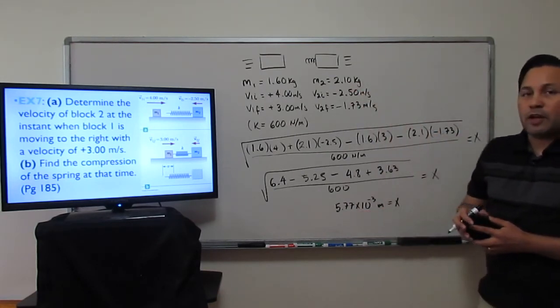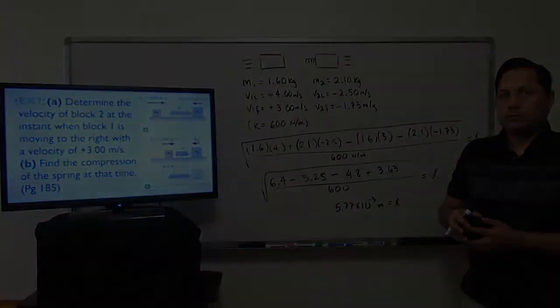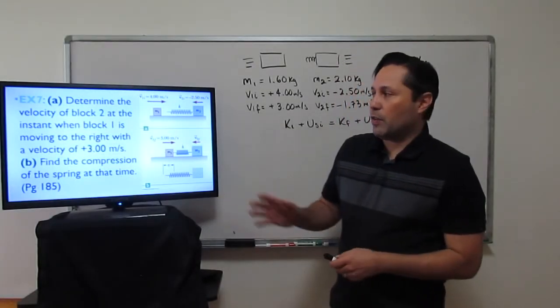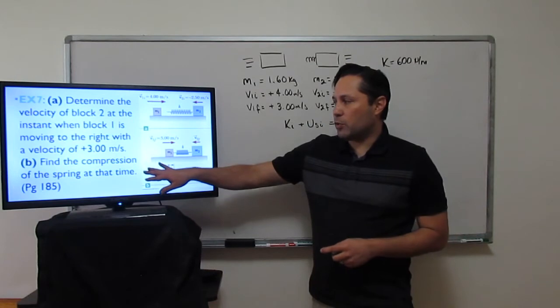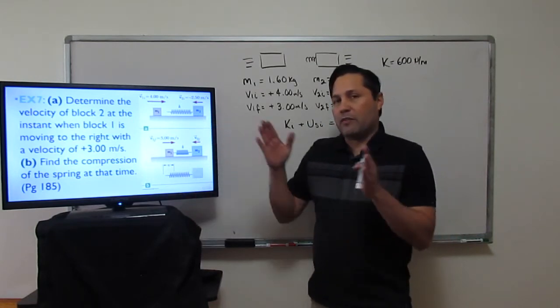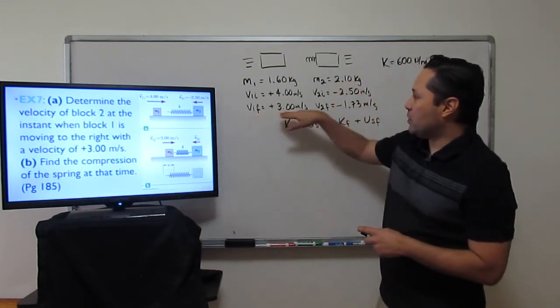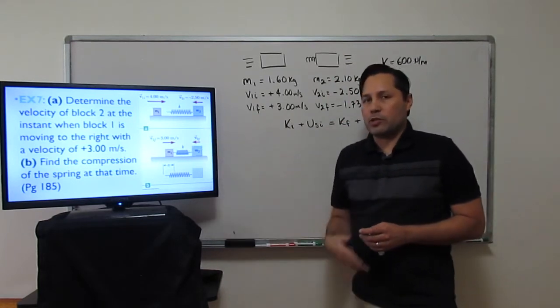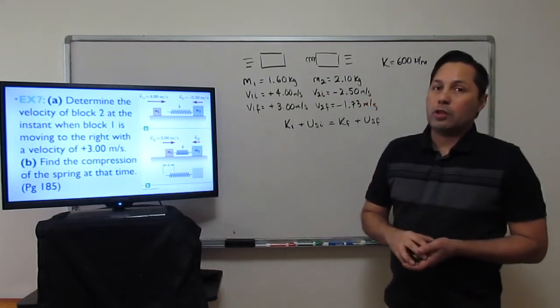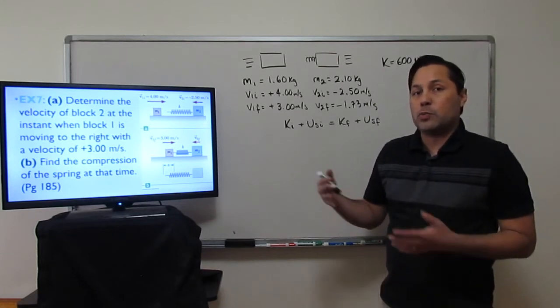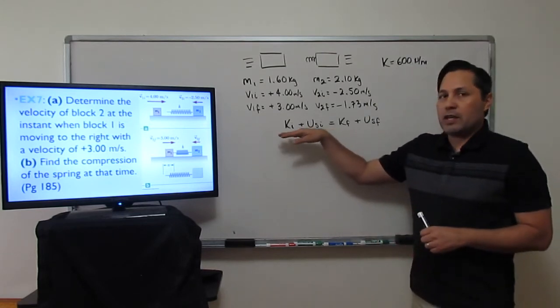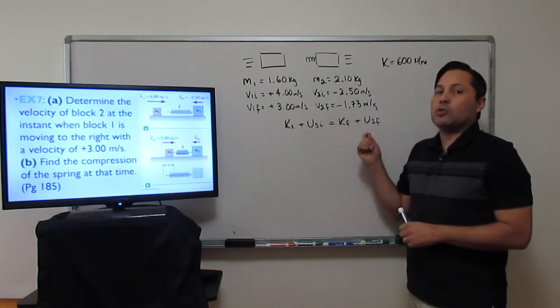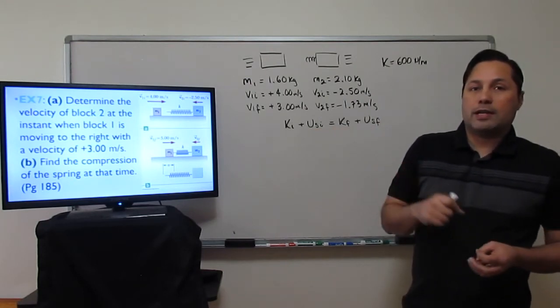Alright, that takes care of example 7. Now let's take a look at part B of example 7. Here we ask to find the compression of the spring at the time after they've made contact. So when they have this final velocity, they want to know how far the spring is compressed. To solve for that, we're going to use the law of conservation of mechanical energy. So we have the initial kinetic and potential energy equals the final potential and kinetic energy.